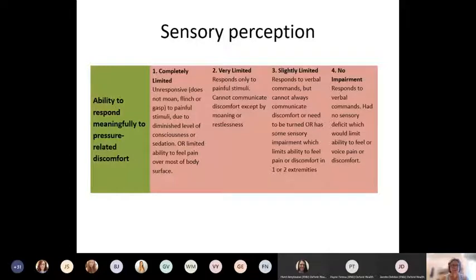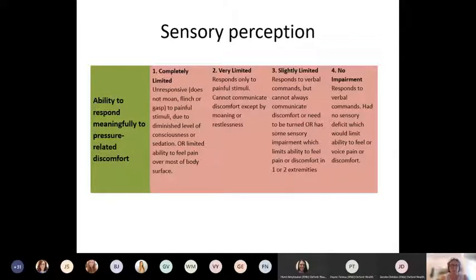So the first one, sensory perception. This is about somebody's ability to respond to pressure-related discomfort. So, you know, when you've been sitting for a long time, you get pins and needles and numb bum. There's nothing worse than sitting in a training session on a rock hard chair. You're shifting in your chair and moving your position, and that's because you've got all the sensations saying, oh, you know, blood's not getting through, you need to move.